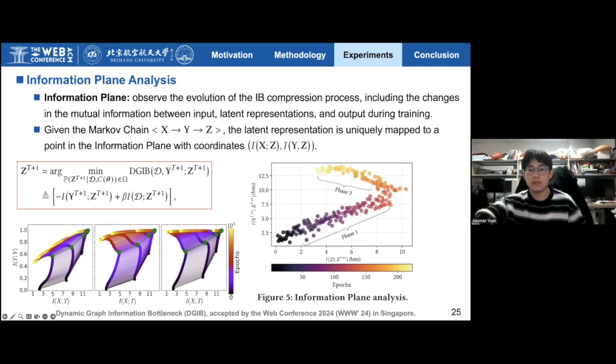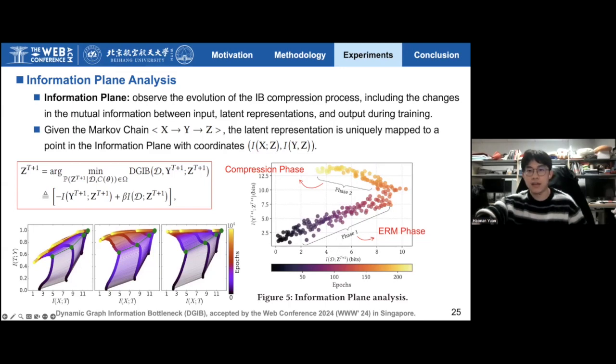From the results, we can see that the information evolution process is composed of two phases. During phase one, we call it the empirical risk minimization phase, the coordinates on the two axes both increase, indicating the latent representations are extracting information about the input and labels, and the coordinates are shifting towards the upper right corner. And in phase two, we call it the compression phase.